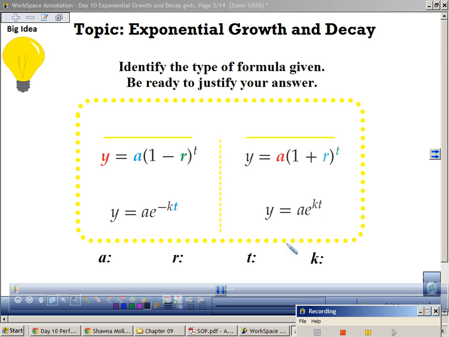Jessica? One is positive and one is negative. So if we're talking about exponential growth and decay, would the decay be on the right or on the left?